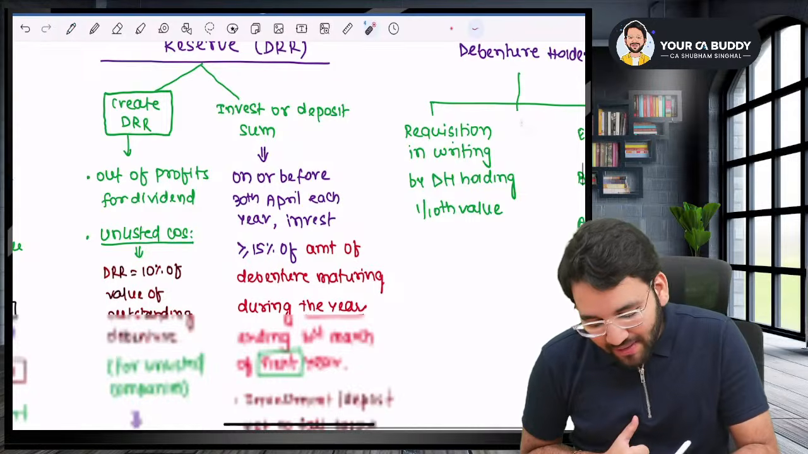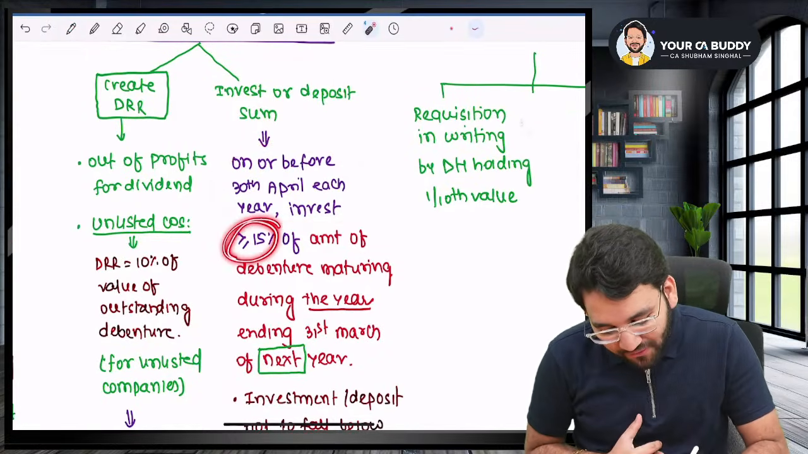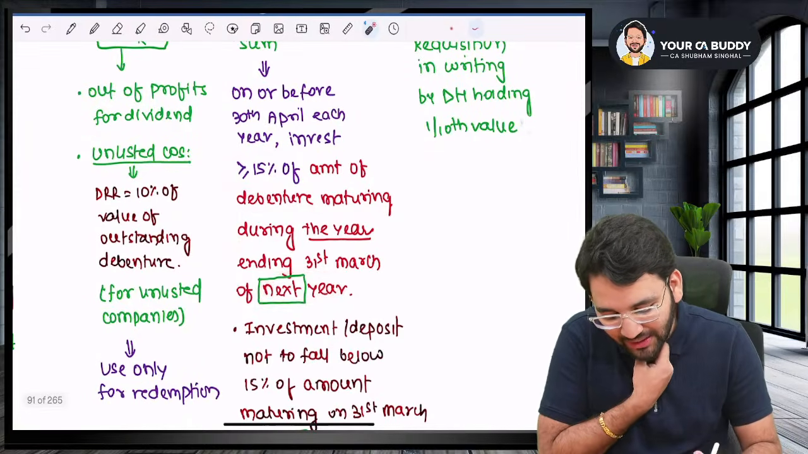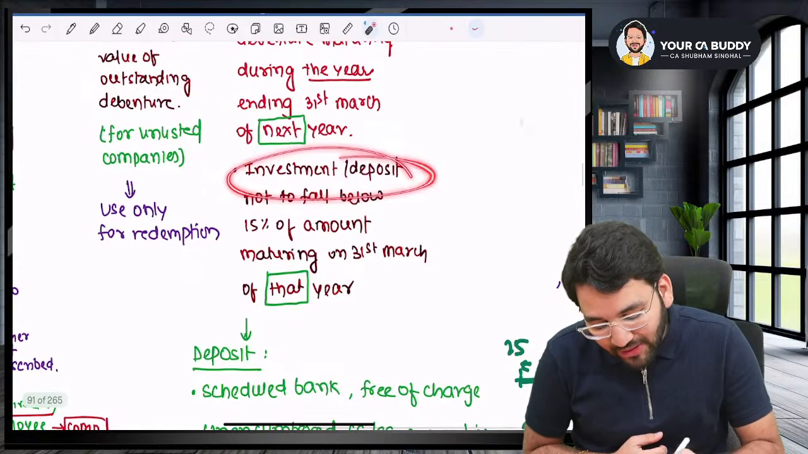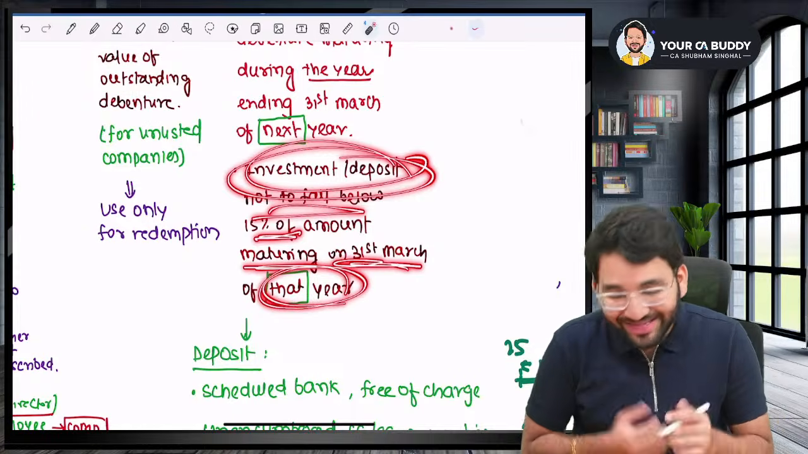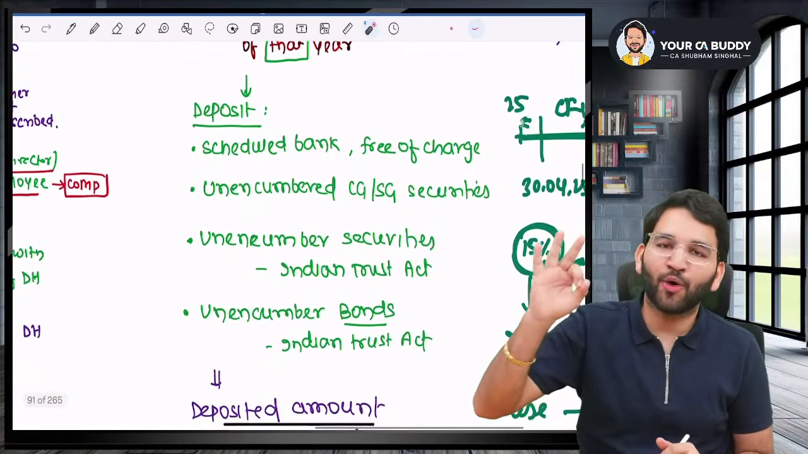Invest or deposit such sum on or before 30th April each year. Invest 15% of the amount of debenture maturing during the year ending on 31st March of the next year. Investment or deposit not to fall below 15% of the amount maturing on 31st March of that year. Sir, I had given you an illustration in class. I hope that will help you.